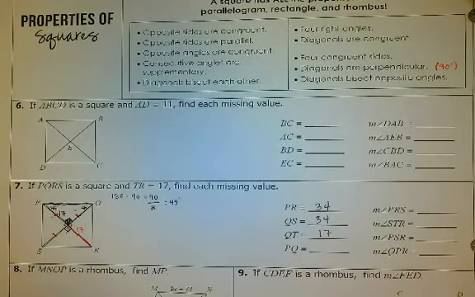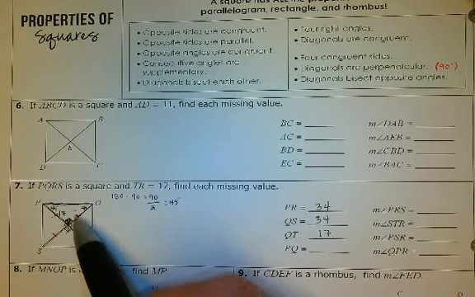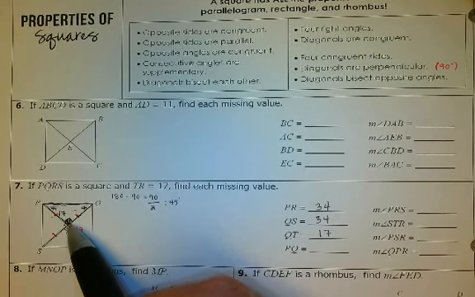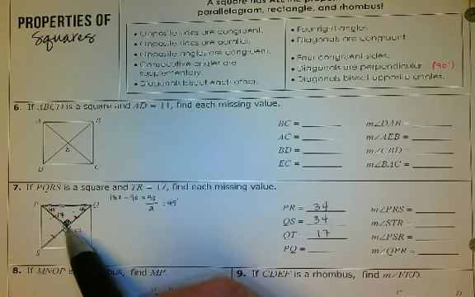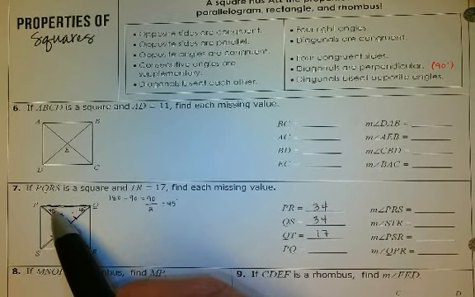Now this brings up an interesting point. We have diagonals bisecting each other in the middle, and they also make the perpendicular angle. So all the angles in the middle for squares are going to be 90 degrees. All the ones in the corners are going to be 45 degrees.